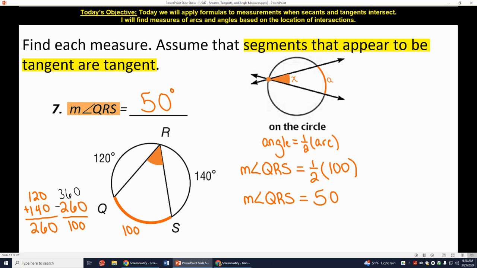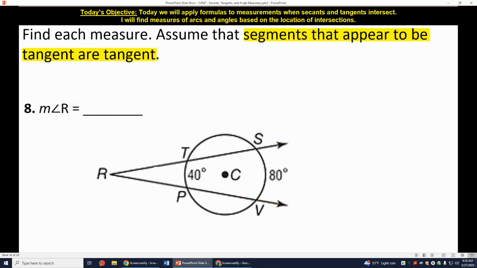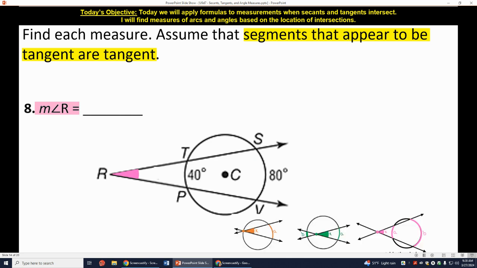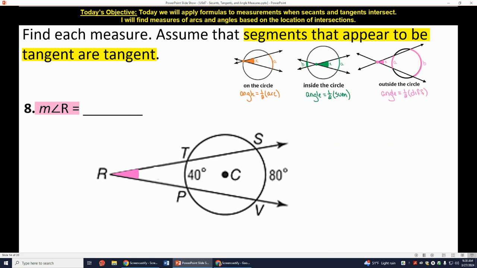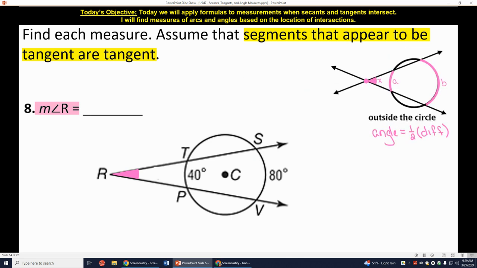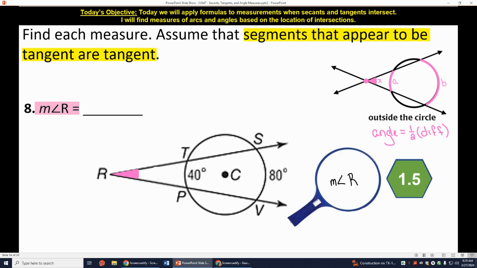Let's look at number 8. Find the measure of angle R. Angle R is located here, on the circle, inside the circle, or outside the circle. Angle R is outside the circle, so I know I'll be using angle equals 1/2 the difference. You have 1.5 minutes to find the measure of angle R.